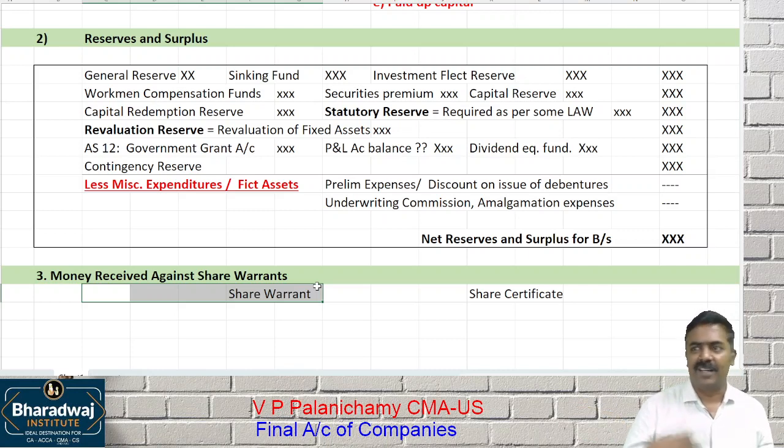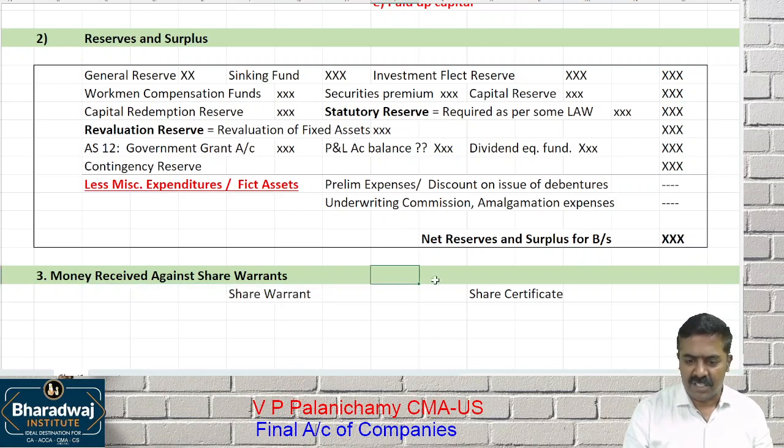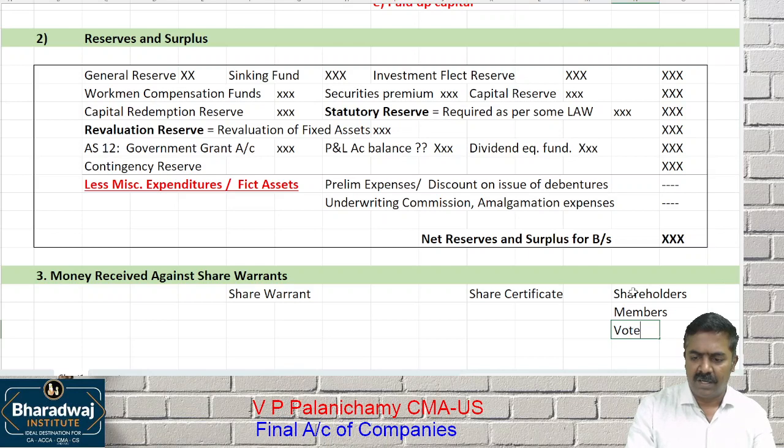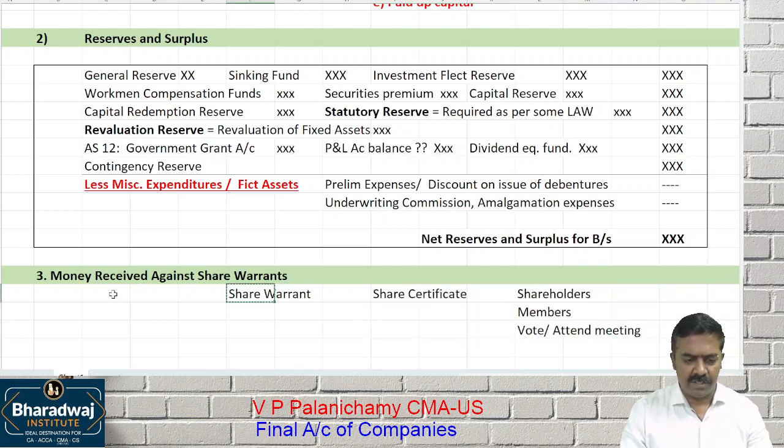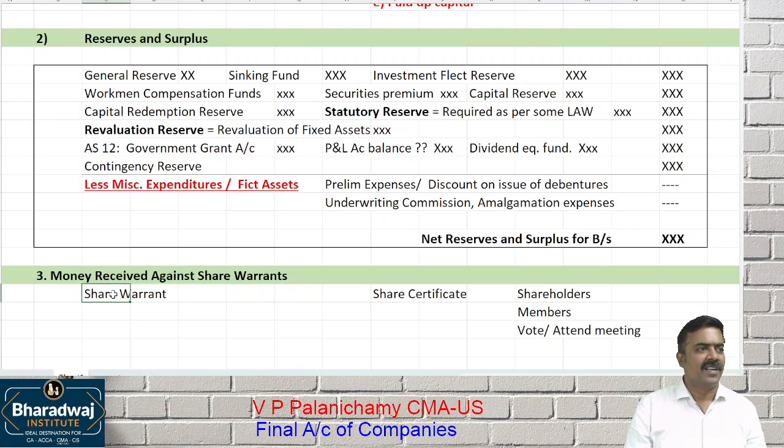Online you can claim. Otherwise, if physical cheques are given, then go to the company, give the share warrant and claim the dividend. Simple. Share certificate holders are called shareholders of the company. They are called members of the company. They have the right to vote, attend meetings and all. Who cannot attend meetings? Share warrant holders cannot attend meetings, because the company itself will not know who's holding the share warrant.